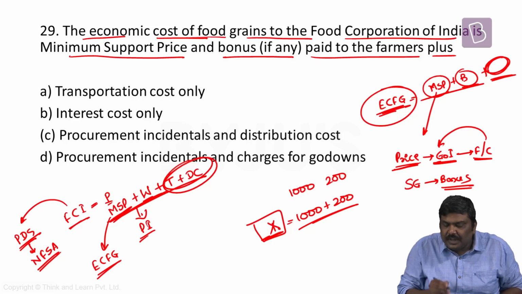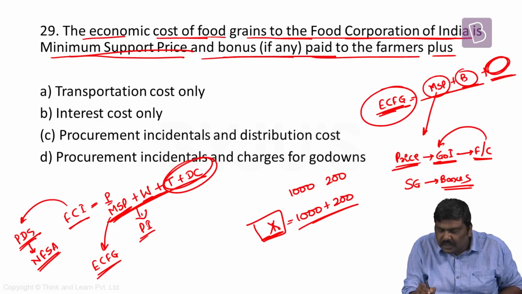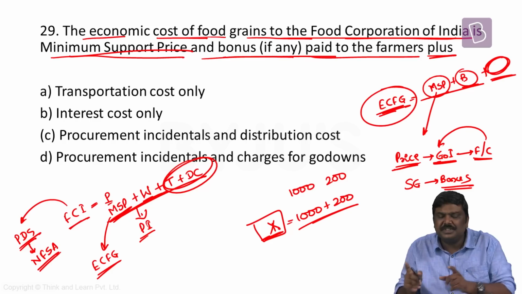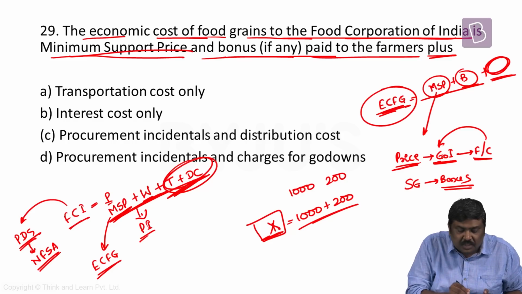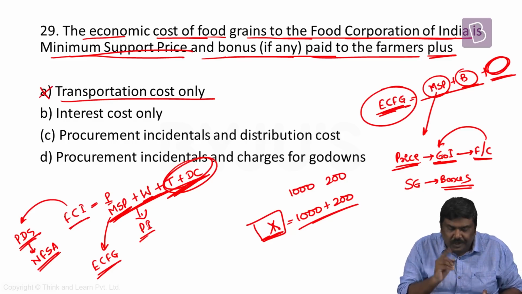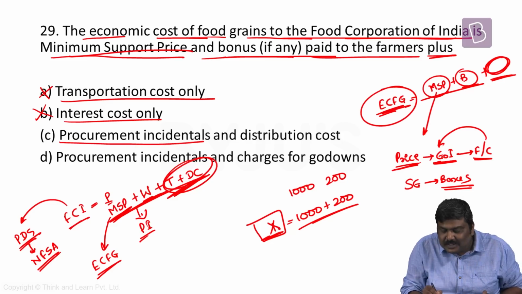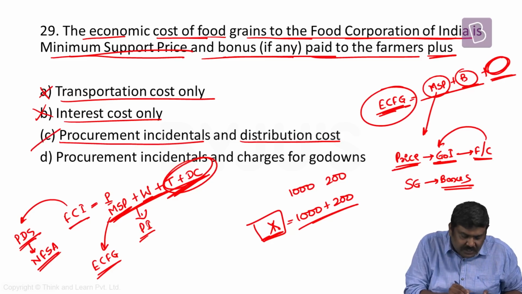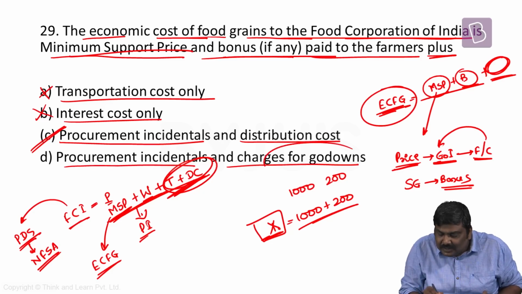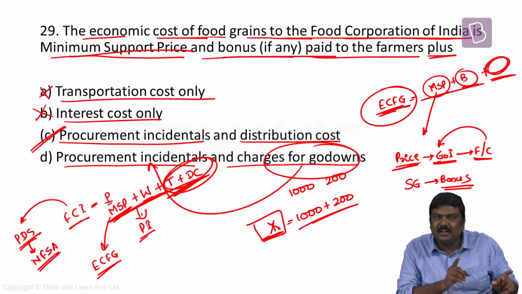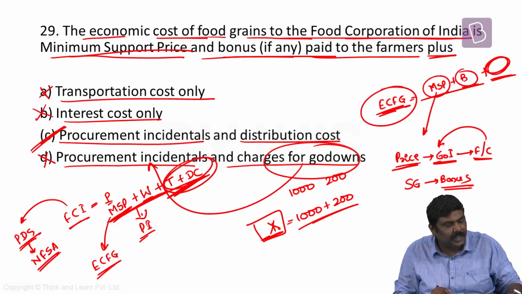So the economic cost of food grains to the Food Corporation of India is the minimum support price and bonus, if any, paid to the farmers plus. What is missing? Missing is this particular component. Let's look at the options given here. Transportation cost only, not only that. Interest cost only, wrong. Procurement incidentals and distribution cost, this is the right option. Procurement incidentals and charges for godowns, this is part of procurement incidentals itself. So the right option for question number 29 will be option C.